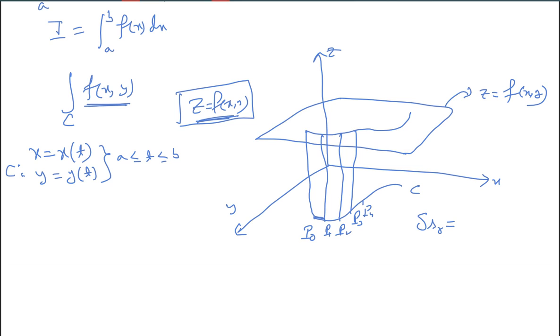This delta S_R I am writing as the arc length of P0 P1. This is the distance from P0 to P1 along the curve. Distance means the curve length, not the straight line distance. This is the arc length I am writing. Delta S_R you can consider as the arc length. Suppose, if I write here S0, S1, S2 like this.